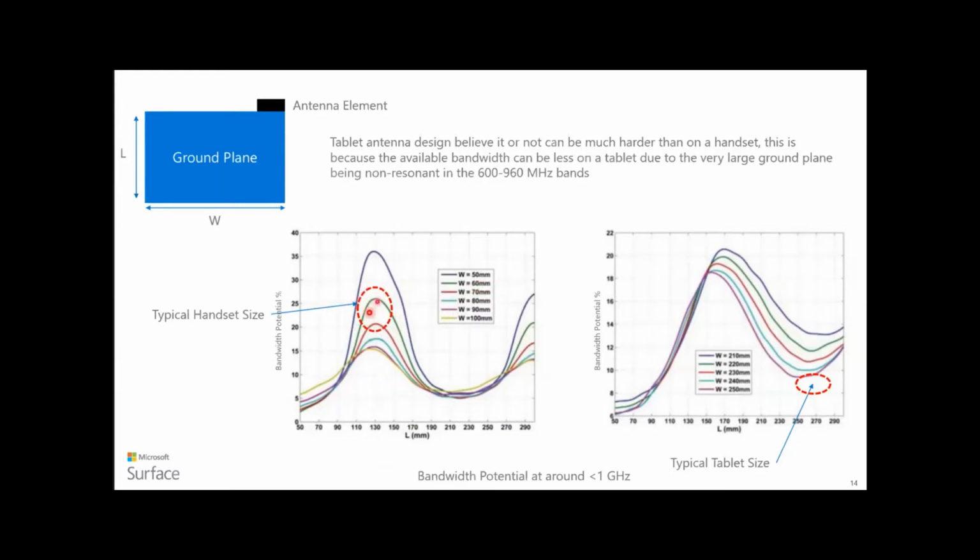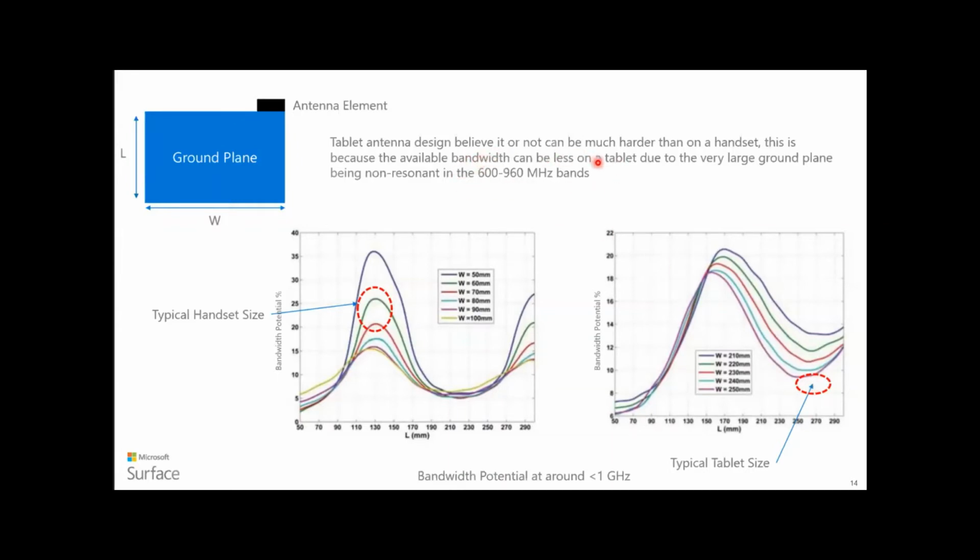You can see here, this is where we're landing on a handset, and the bandwidth is actually pretty good. Now a tablet is a lot bigger in physical size, and everybody might think, well, surely if you've got more room, then the antenna can be better. Actually, it's kind of intuitive, but that's really not the case, unfortunately. Tablets are a lot longer and a lot wider than a phone, and what happens is the bandwidth is actually a lot less, particularly in the 600 to 960 band.